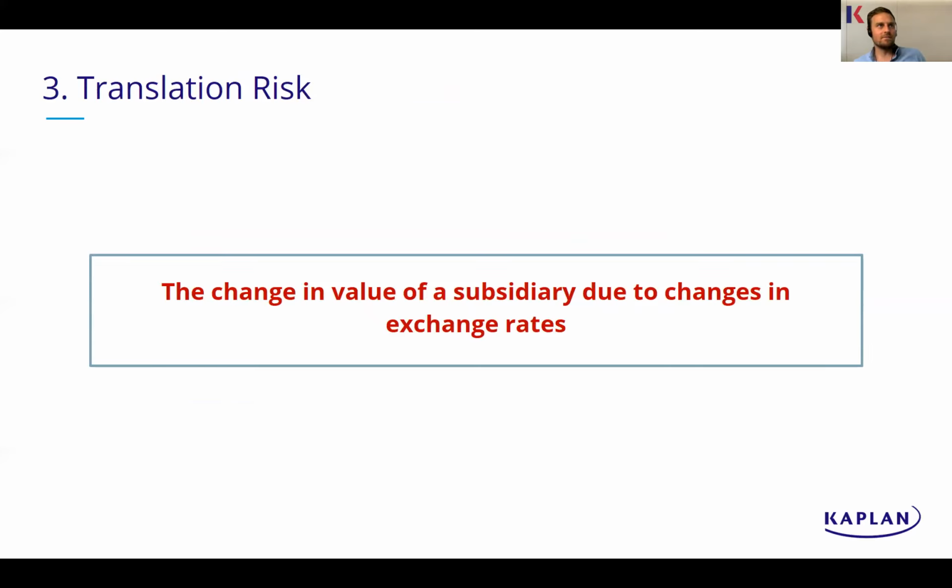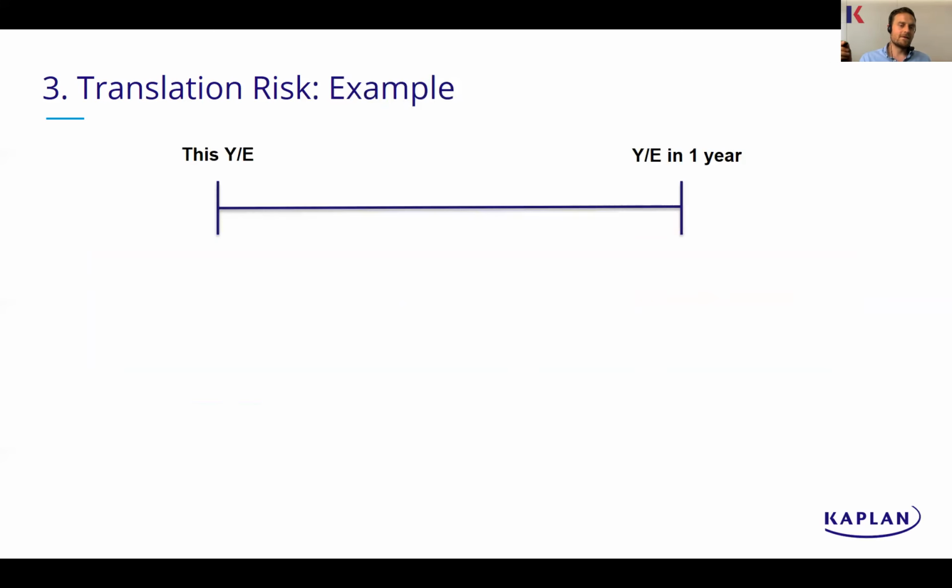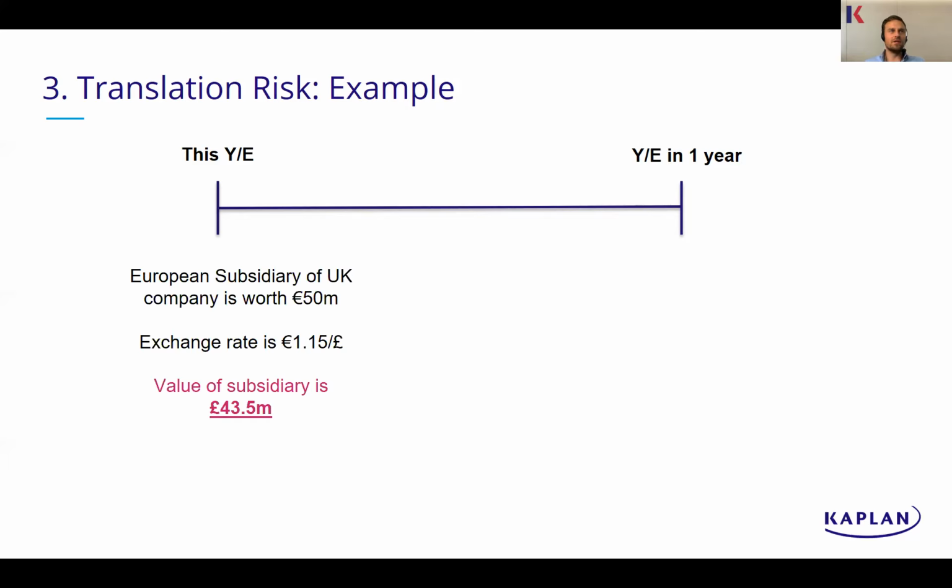The third and final risk I just want to mention in this session is about translation risk, just a quick one. And it's about the change in value of a subsidiary due to changes in exchange rates. So if you've got an overseas subsidiary within your company, it might be that the value of it changes due to exchange rate changes. So if we look at a quick example, we've got this year and then we've got year end next year. Let's imagine that we've got a European subsidiary of a UK company currently worth 50 million euros. Exchange rate is 1.15. So the value of the subsidiary at the moment is 43.5 million. So that's what we'd be presenting that as. That's what we'd be telling people this subsidiary is worth this year end.